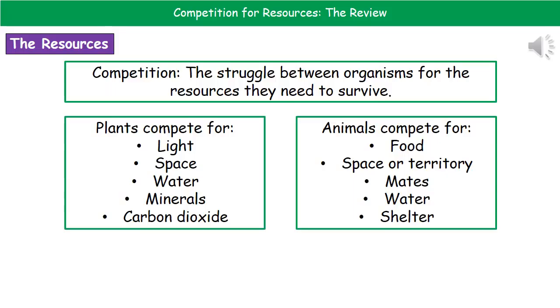And quite simply, whenever we see the word competition, we're talking about the struggle between organisms for the resources that they need to survive. Now, depending on which organism we're talking about, we're going to be talking about different resources that they require. If we think about plants first of all, then in order to survive, our plant needs light, it needs space to grow, it's going to need water and minerals and carbon dioxide.